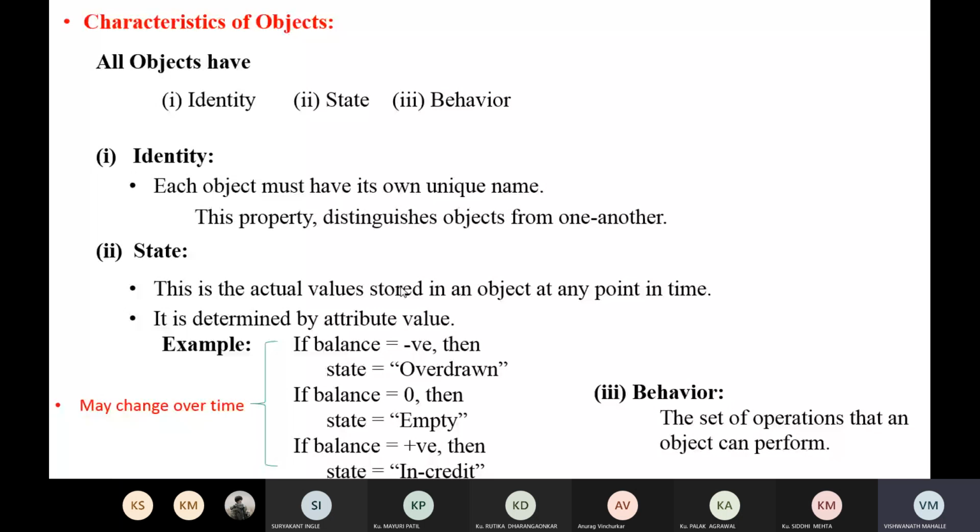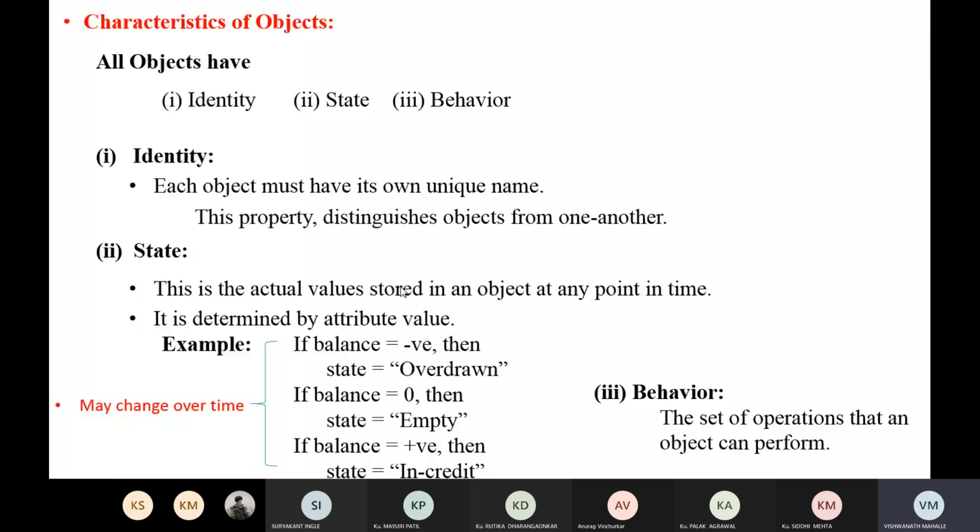Okay, so the third property of these objects is behavior. Behavior is nothing but the operations that can be performed on those attributes, or the operations the object can perform. That is called behavior, that is called methods, that is called functions.